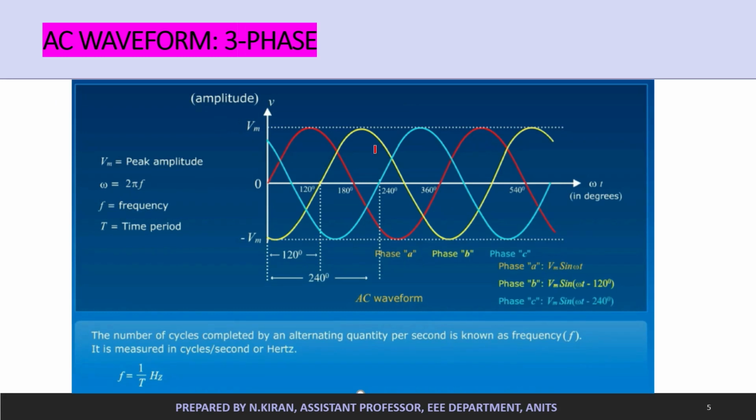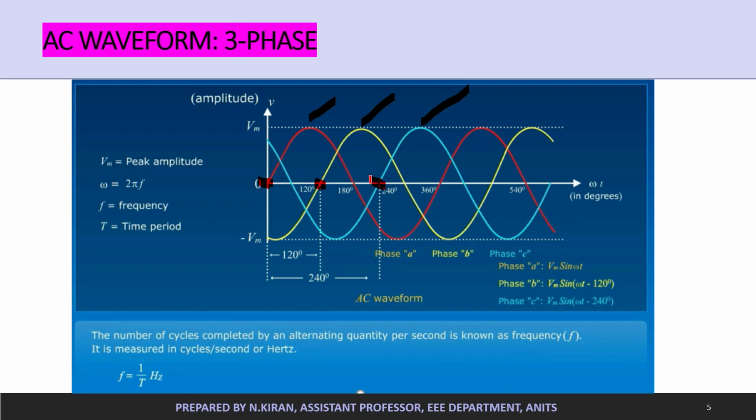This represents the three-phase AC waveform. As you can see clearly, this represents the R phase, this represents the Y phase, and this represents the B phase. All three phases are equally displaced by 120 degrees. As you can see, the R phase starts at 0, and after a delay of 120 degrees the Y phase starts, and after a delay of another 120 degrees the B phase starts.